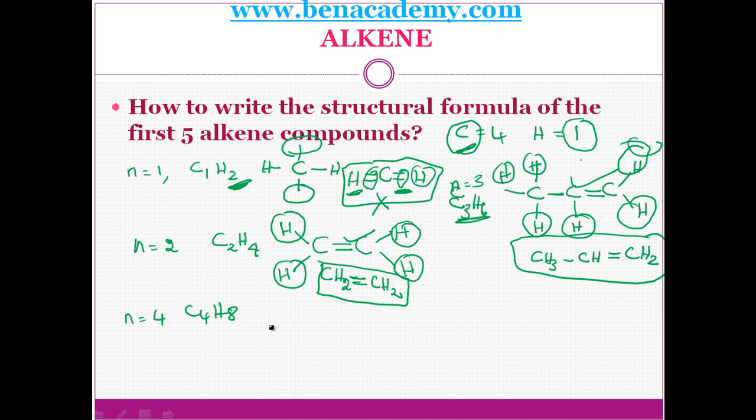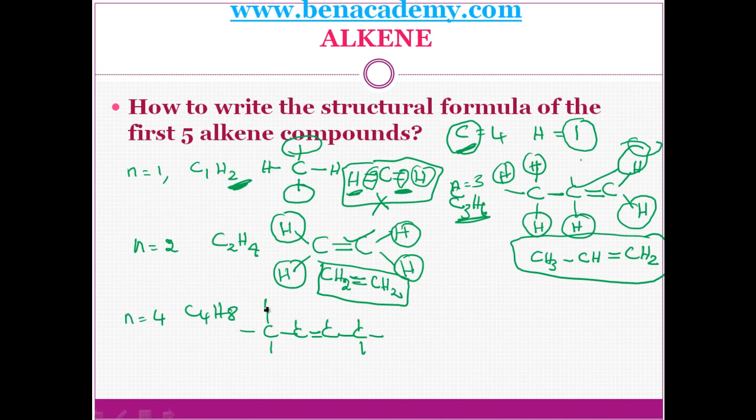C4H8. So now put all the 4 carbons side by side. Put a double bond anywhere between any 2 carbon atoms. In all other places you put a single bond. Now count the valencies. See, for this carbon only 1 valency is there, so 3 more required. Fine. This carbon, 2 valencies this side and 1 valency this side, 1 more required. And for this carbon 2 valencies are here and 1 is here, therefore 1 more required. For this carbon 1 is there and 3 more required.